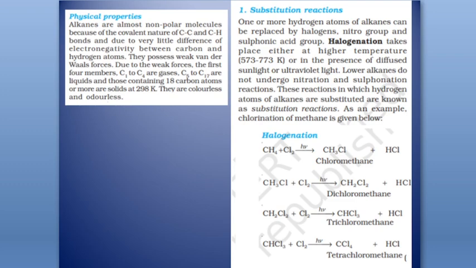Next we come to the reactions of the alkanes. First one is the substitution reaction. Methane is reacted with chlorine in presence of UV light or sunlight. It will produce chloromethane, dichloromethane, trichloromethane or tetrachloromethane through a chain reaction one by one.